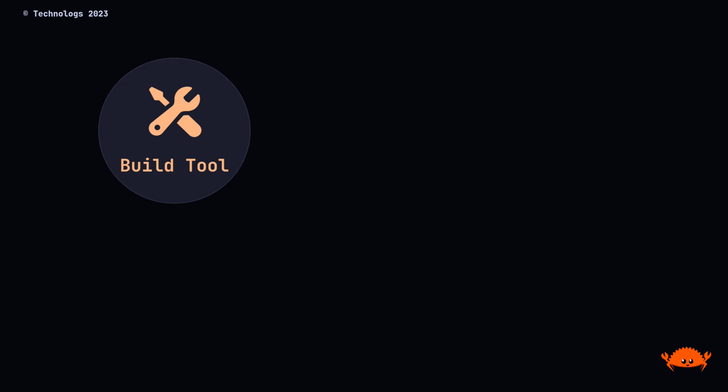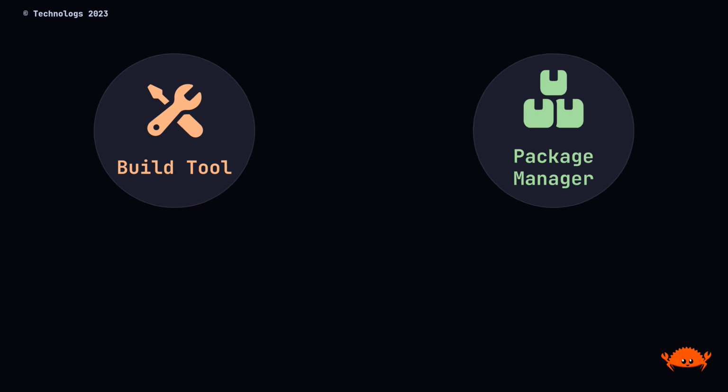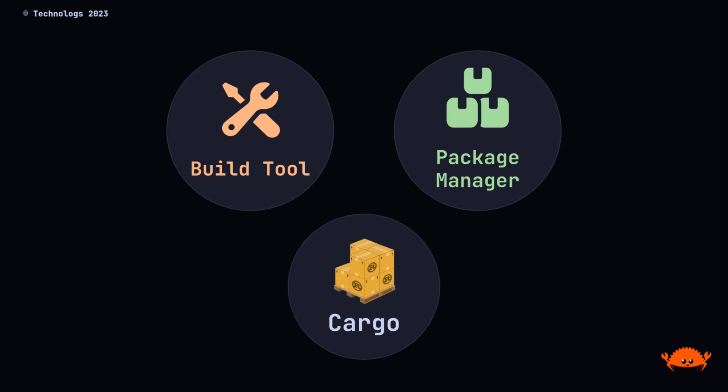What's Cargo? Well, Cargo is the official Rust build tool and package manager. It's a very useful tool that helps us create projects, manage dependencies, compile projects, and also distribute them. It automatically compiles and links all the various dependencies in our program and also helps us run and test them easily. Now, let's see how we can use Cargo.